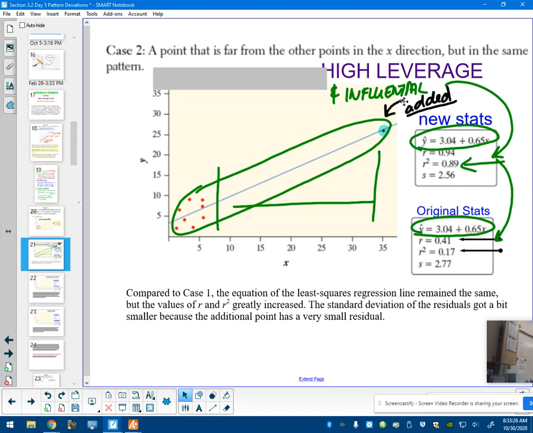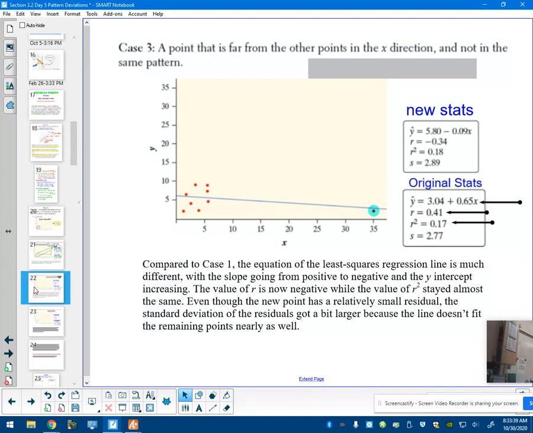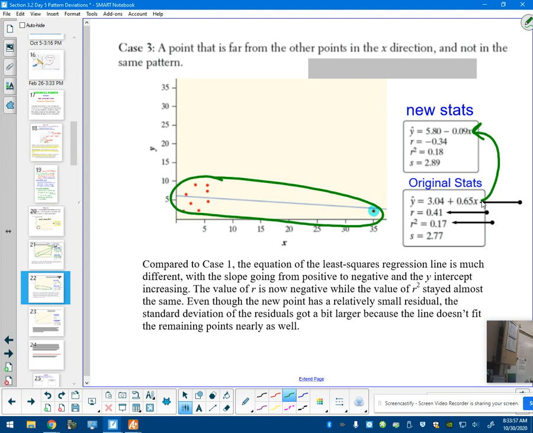All right. Okay, now let's go to case 3. So take out this point. Pretend we're back here. Very weak association. And now here's case 3. Does that dot have a big residual? Does it have a large residual stick? No. But look how it changed from a positive slope to a negative slope. And look how skinny my ellipse is.